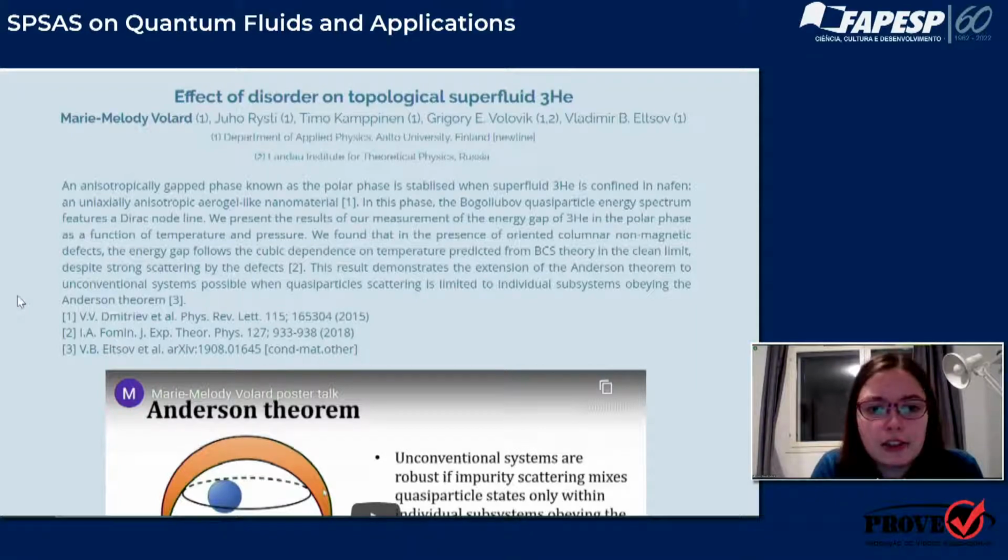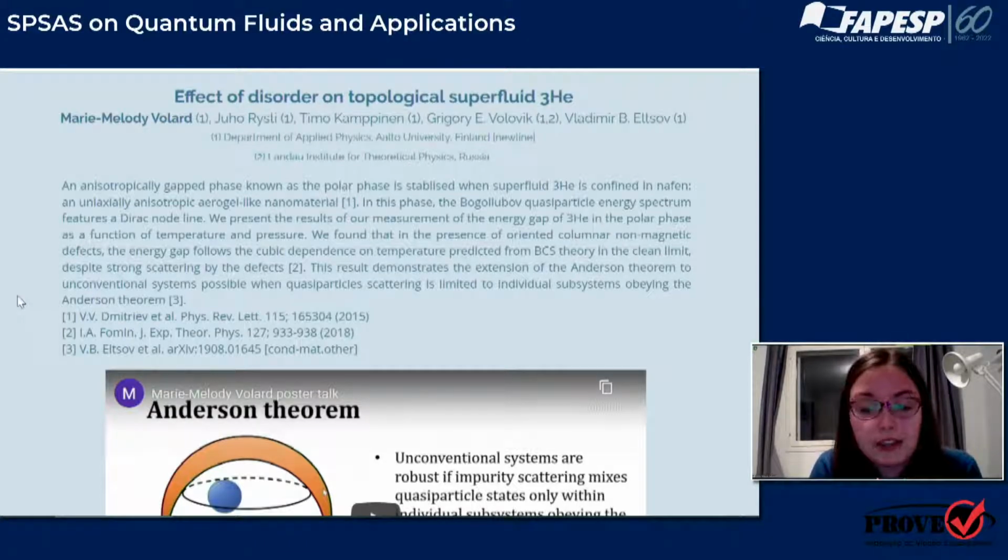And the Anderson theorem is normally used, in the case of classic superconductors, so S-pairing Cooper pairs, to explain why the properties of superconductors are invariant to the addition of defects. And so we found that this theorem can be extended to superfluid helium-3.